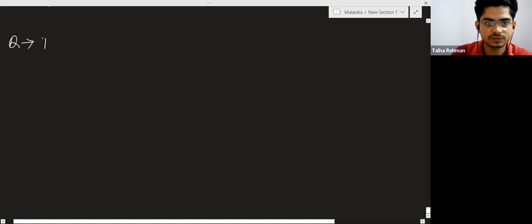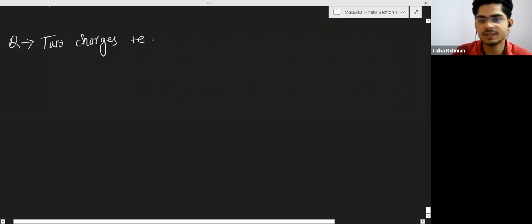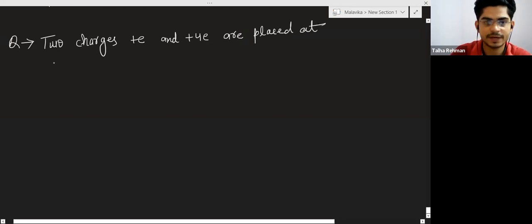So two charges, plus E (E is the charge on a proton, you can say, or electron) and plus 4E, are placed at a separation A.